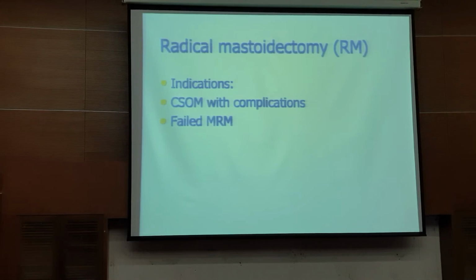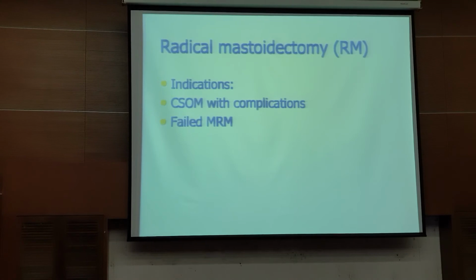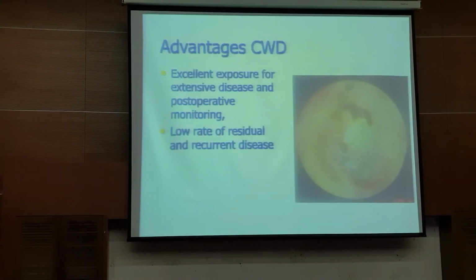Okay. So the indication is chronic suppurative otitis media with complication. I prefer modified radical instead of radical mastoidectomy, or failed modified radical mastoidectomy. So advantages and disadvantages I will skip.